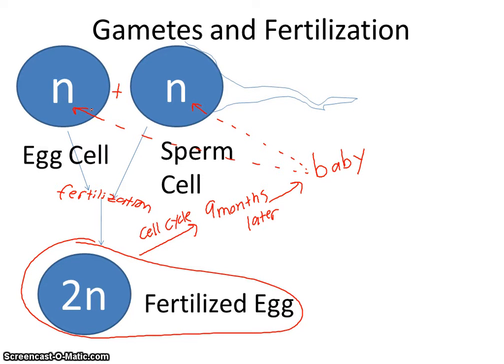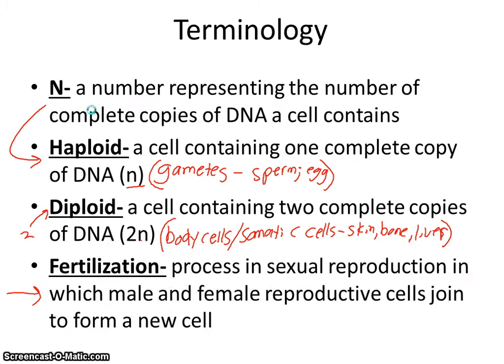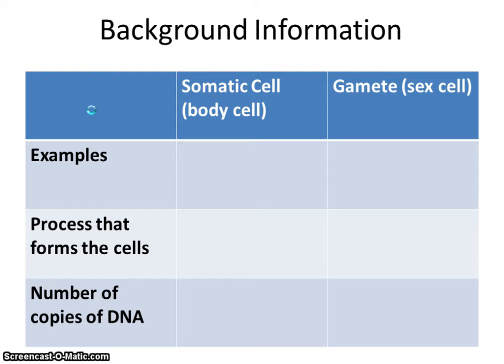And that's what we're going to learn about: how do these egg and sperm get formed? How does the body know which alleles to put into a sperm cell and which ones to put into an egg cell? So let me back up here in the order. Let me go back one slide here.